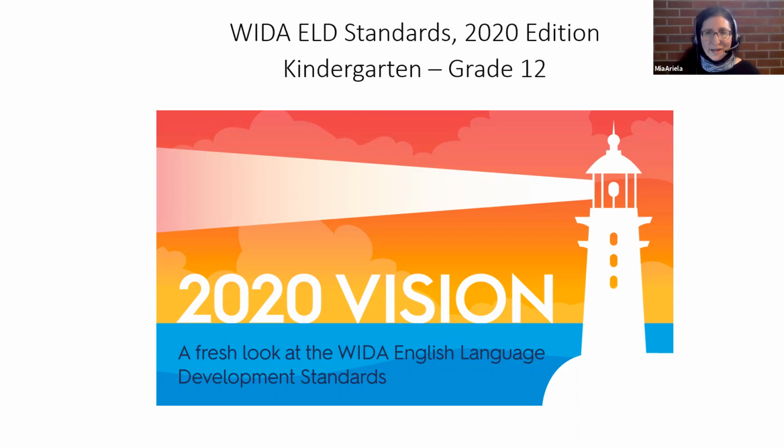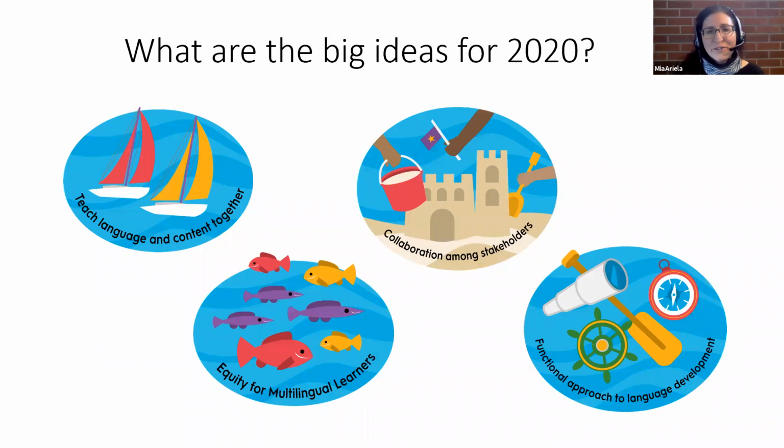So let's go ahead and dive in. Some of the most important things you'll notice on your screen are these 4 really crucial big ideas for the 2020 edition. Each of the 4 themes, if you look closely, converge around this really centralized idea of supporting K-12 multilingual language learners to find success in school.